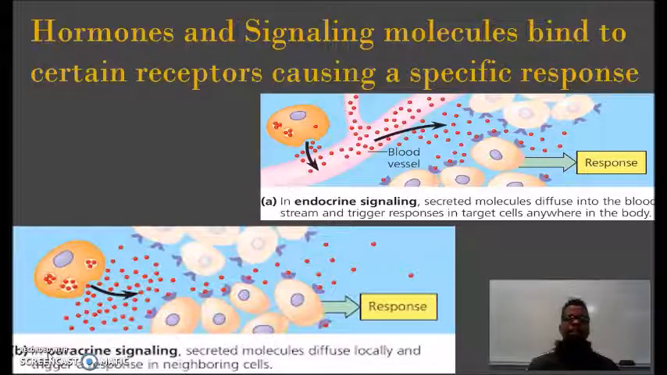In paracrine signaling, secreted molecules diffuse locally and trigger a response in the neighboring cells. This means that the secreted molecules go out and go to the neighboring cells. They don't go anywhere else but to the neighboring cells.